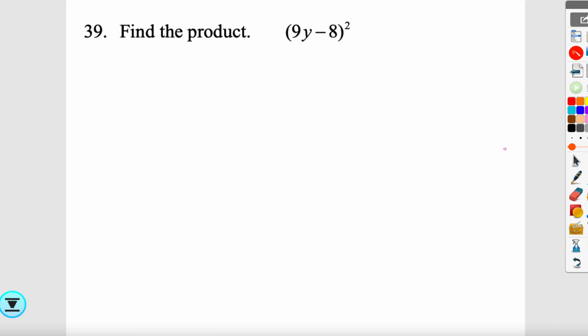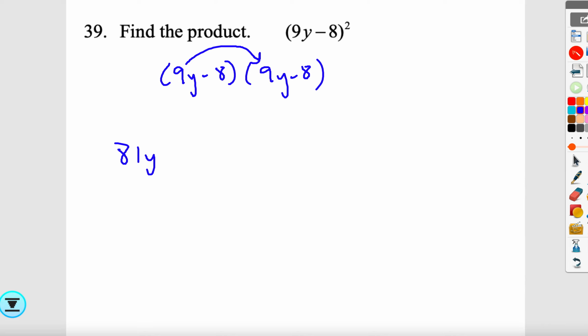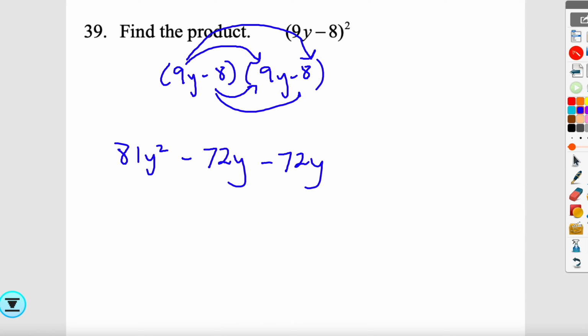Number 39, finding the product. So now we're doing multiplying polynomials. We're going to do 9y minus 8 times another 9y minus 8. We're going to use arrows here. So we're going to do 9y times 9y, which is 81y squared. And then 9y times minus 8 is -72y. -8 times 9y is another -72y. Then -8 times -8 is a +64.